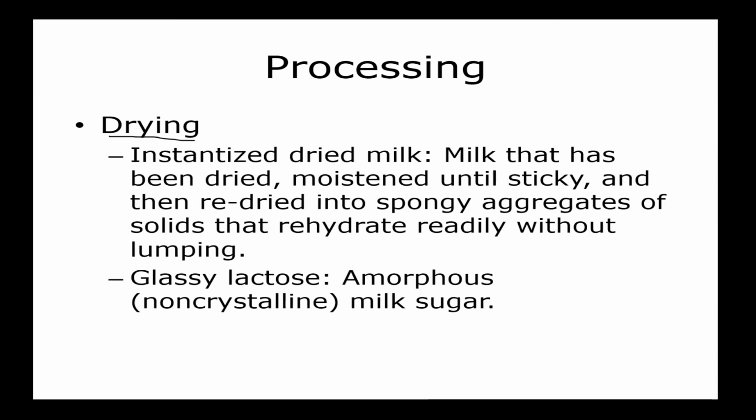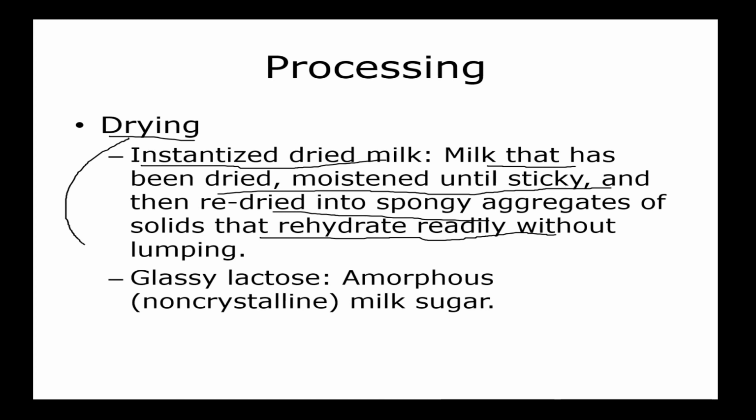There are certain types of dried milks. As you can see, this is one instantized dried milk. It is milk that has been dried, moistened until sticky, and then re-dried into spongy aggregates of solids that rehydrate readily without lumping. This is one of the properties of milk powder. When we take some milk powder and add water to it, it gets easily mixed with the water or any fluid that we add, without producing lumps.